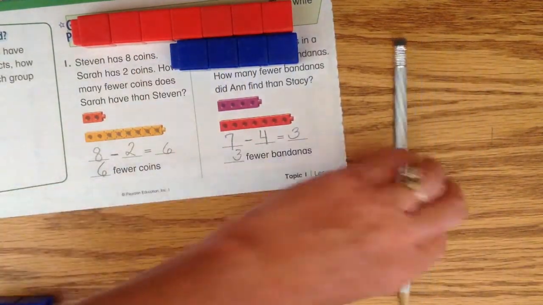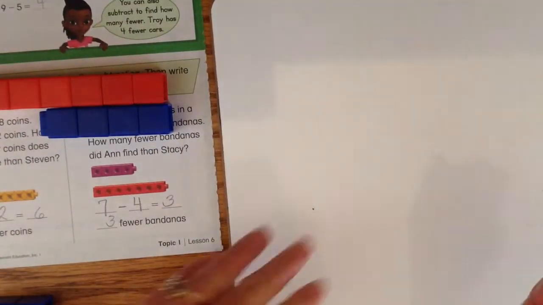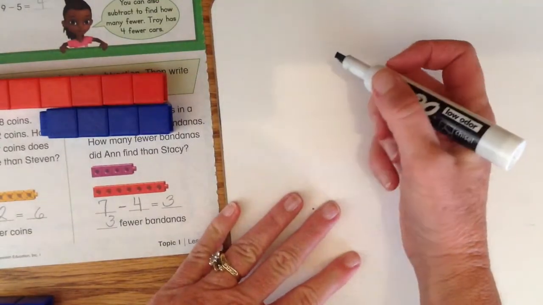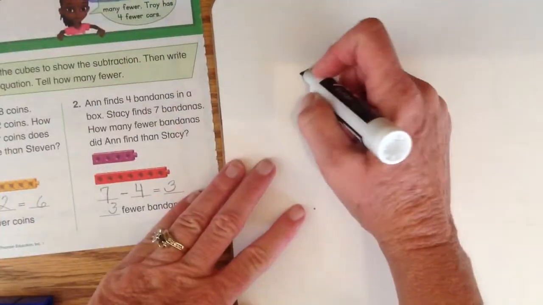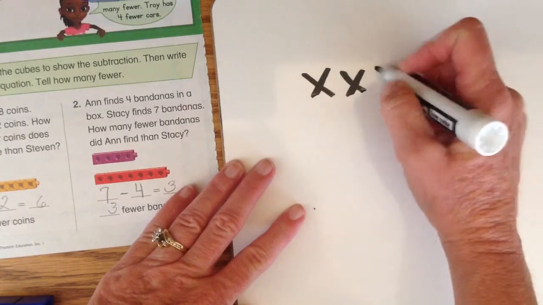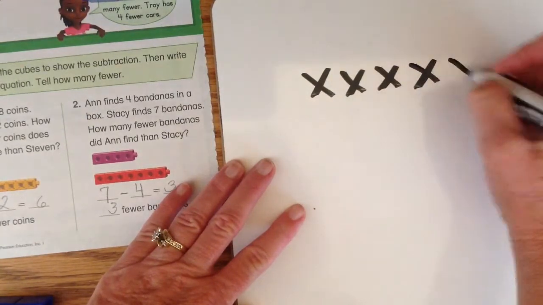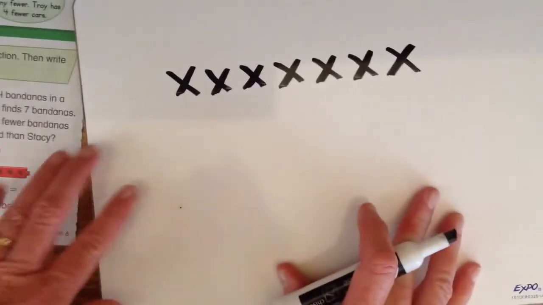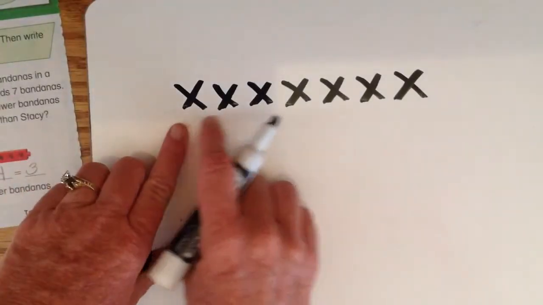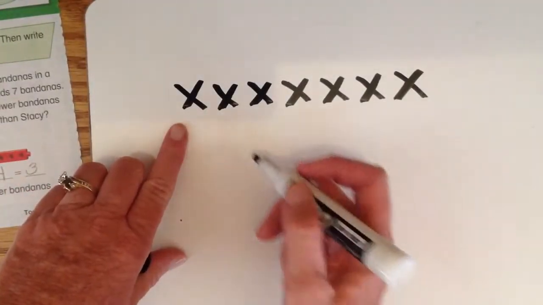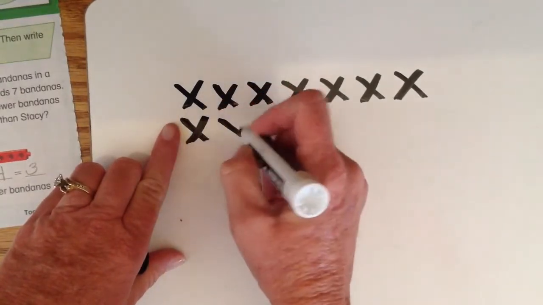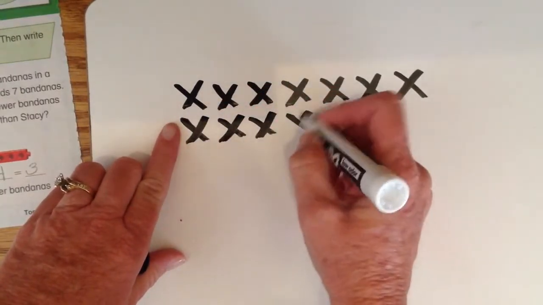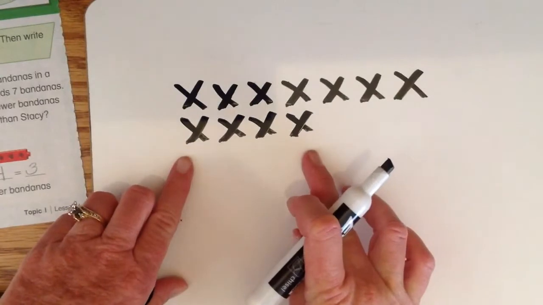Now, if you don't have blocks, you can also draw a picture of this. The big thing to remember is when you're drawing, you want them lined up. So I could start with the 7. 1, 2, 3, 4, 5, 6, 7. So I could just make 7 X's. And then right underneath each one, I'm going to make 4. 1, 2, 3, 4. See how I have these all lined up?